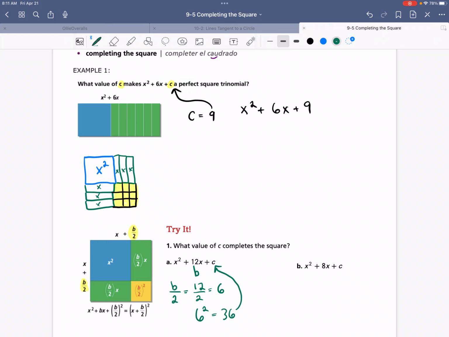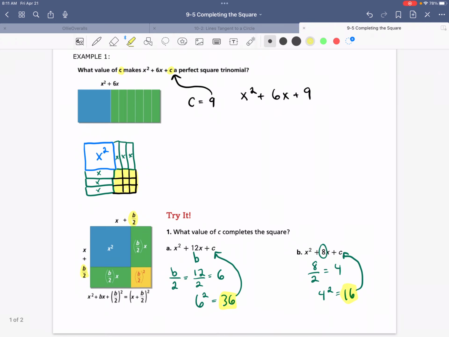All right, so we're going to take 8. We're going to divide it by 2. That equals 4. We're going to square that. That equals 16. So 16 is our c. And those are our answers to that question. All right, you're ready? Turn your page.